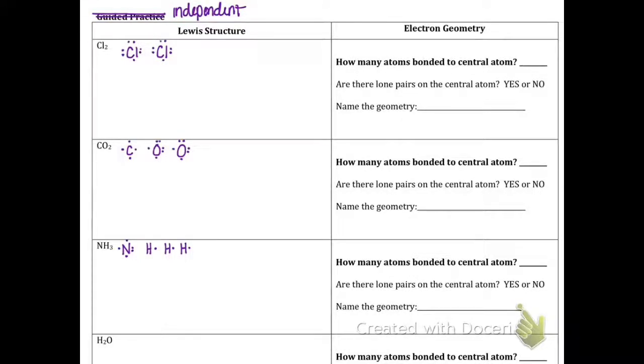Okay, so this practice page was supposed to be an independent practice, so I wanted you to try all 6 of these problems and then use this video to check your answers. So I already went ahead and did the grunt work of drawing out all the Lewis structures of each element. And then I'm going to quickly go through and draw the Lewis structure and answer the questions to figure out the VSEPR shape. Okay. So chlorine has 7 and 7.